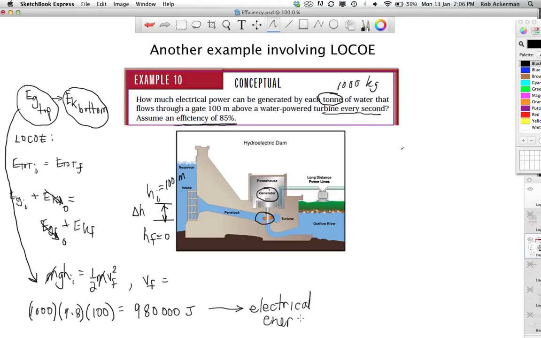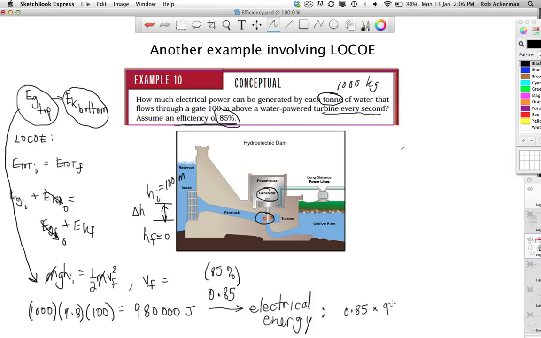However, because the power plant is not 100% efficient, we don't get all of that. In fact, how much do we get? We get 85%. So we have to multiply this number by 0.85, which is the decimal way of saying 85%, in order to get the electrical energy produced. And I'll show you what that comes out to.